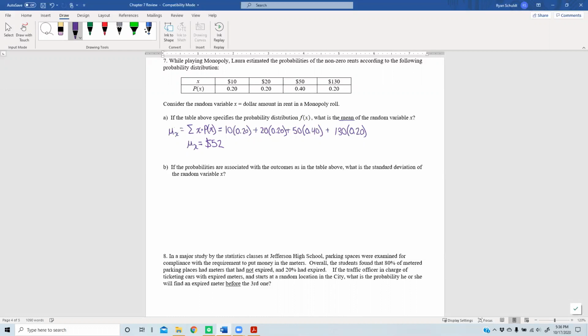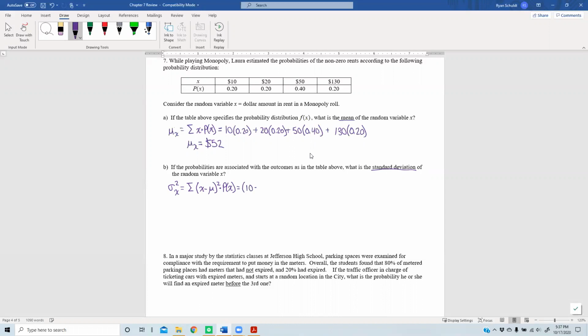Okay, now part B asks us to find the standard deviation. So they ask us for standard deviation, but to get that, we've got to first get the variance. So variance, remember, that's the sum of the squared deviations from our mean times the probability that they occur. So this is going to be a longer one.